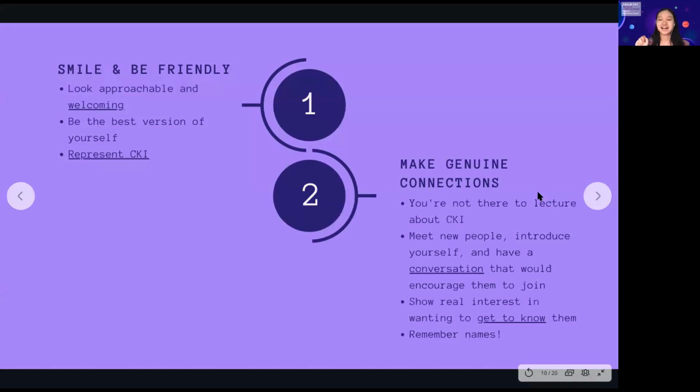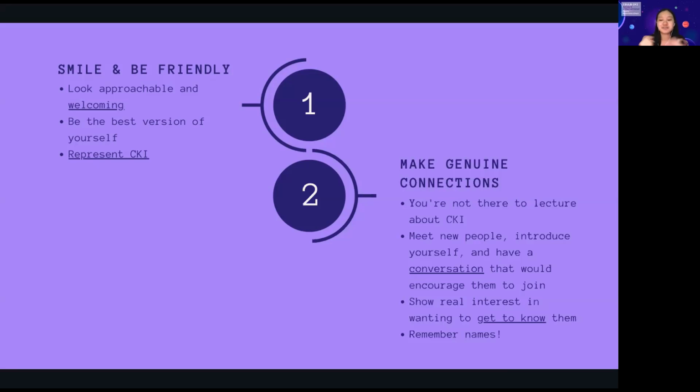Number two, make genuine connections. So you're not there to lecture about Circle K. You're there to meet new people, introduce yourself, they introduce themselves too, and just have a conversation that would encourage them to join our club. And I underline conversation because conversation means that both sides are talking. You're not the only one talking. You're not there to lecture. So let them talk. Let them ask questions as well.